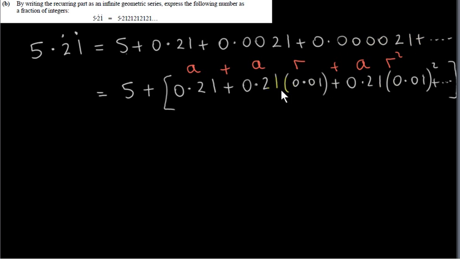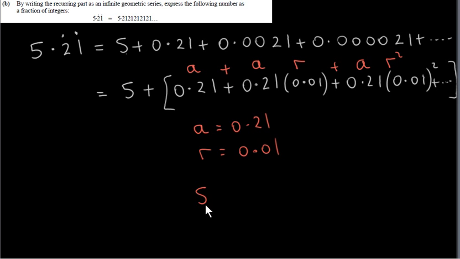So we multiply each term by r to get the next term. In this case, r is 0.01. So we multiply this by 0.01 to get this term, and to get the next term, we'd multiply this by 0.01 to get 0.21 times 0.01 cubed, and so on. So this is an infinite geometric series. We can just take the 5 out to one side and just look at the part that's bracketed, and note down what a and r are. a is 0.21, r is 0.01.